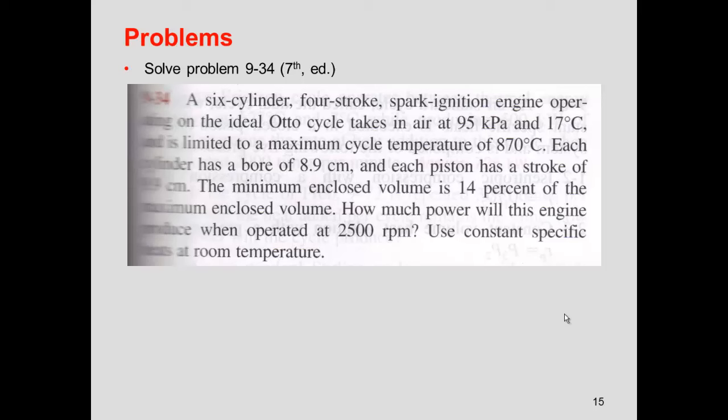We have a 6-cylinder, 4-stroke spark ignition engine operating on the ideal Otto cycle. It takes air at 95 kilopascal and 70 degrees Celsius, and the maximum temperature that the cycle is limited to is 870 degrees Celsius. Each cylinder has a bore of 8.9 centimeters, and each piston has a stroke of 9.9 centimeters. The minimum enclosed volume is 14% of the maximum enclosed volume. So the question is, how much power will this engine produce when operated at 2500 RPM?